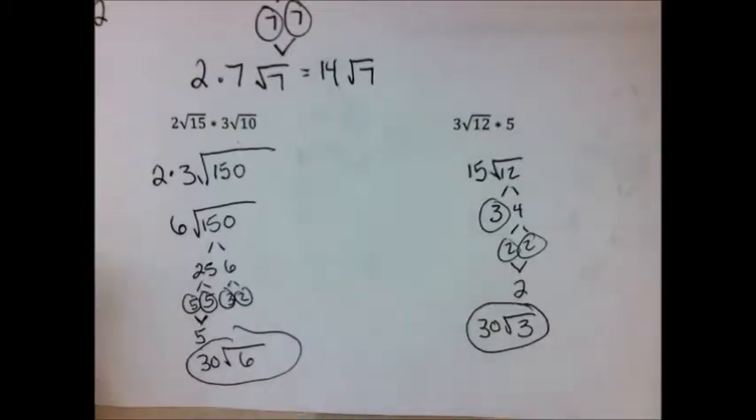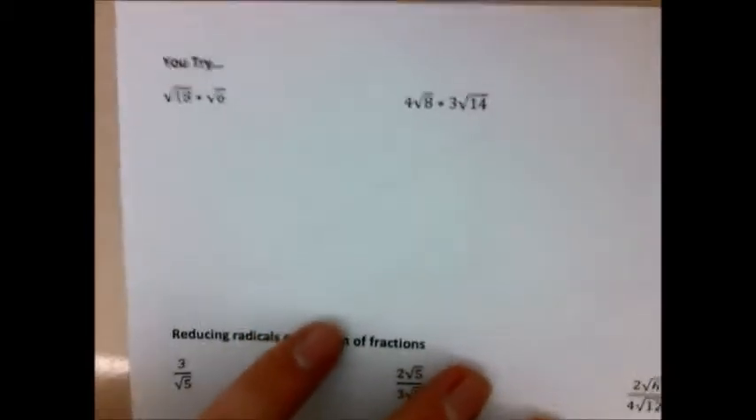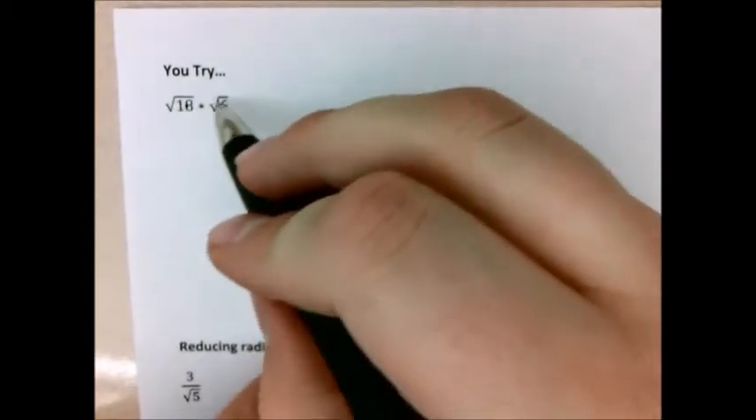Alright, let's go on to the next page. You try. So we're going to do the same idea that we've just been doing. Radicals, meaning anything under the radical multiplies together.